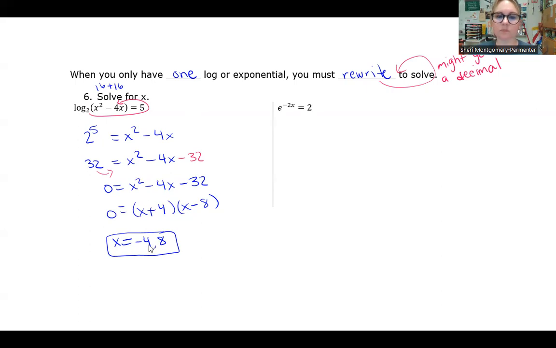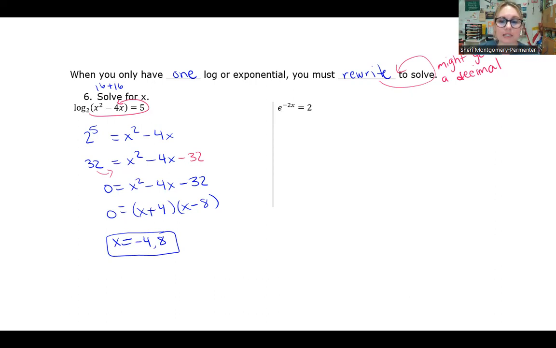It works. So you have to check to make sure anytime you get x is equal to a negative number, and this is only for logs. When you solve and it's exponential, it doesn't matter. For this one, I don't have base equals base, and I can't turn 2 into e. So for this problem, I have to rewrite it.